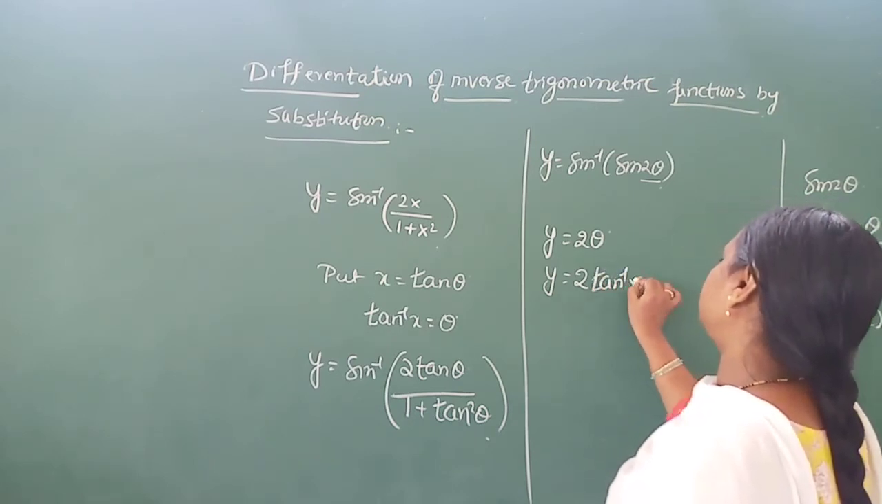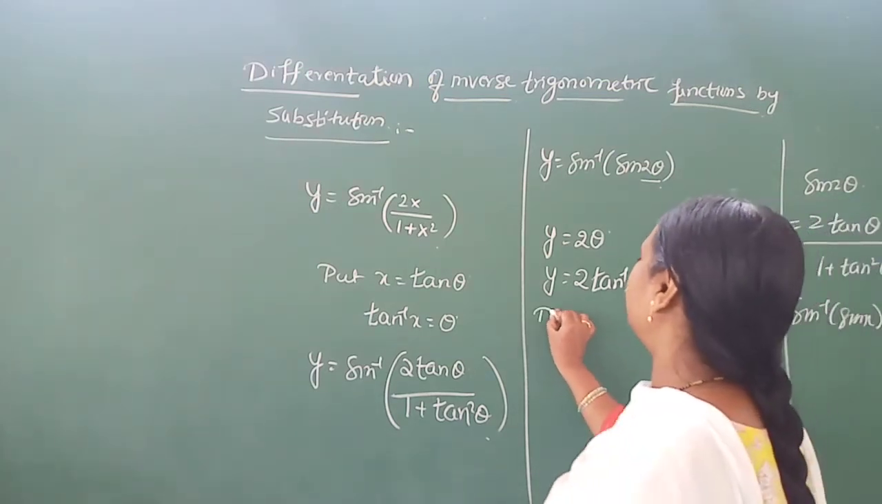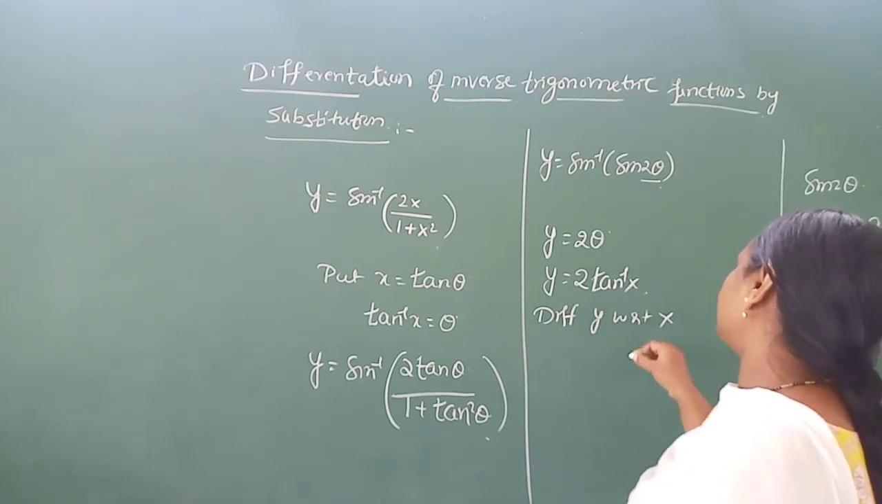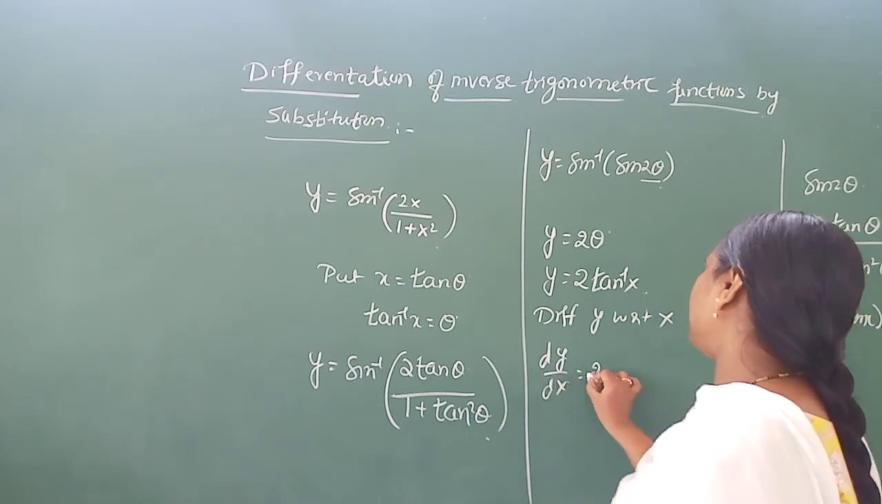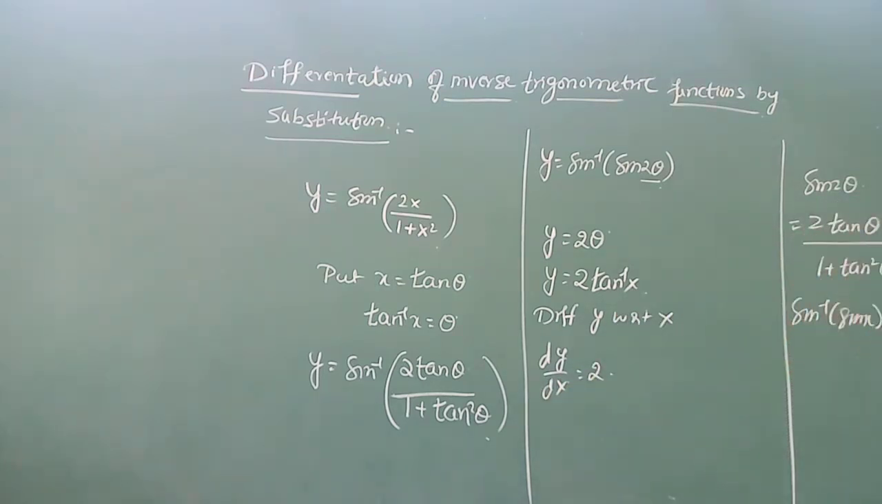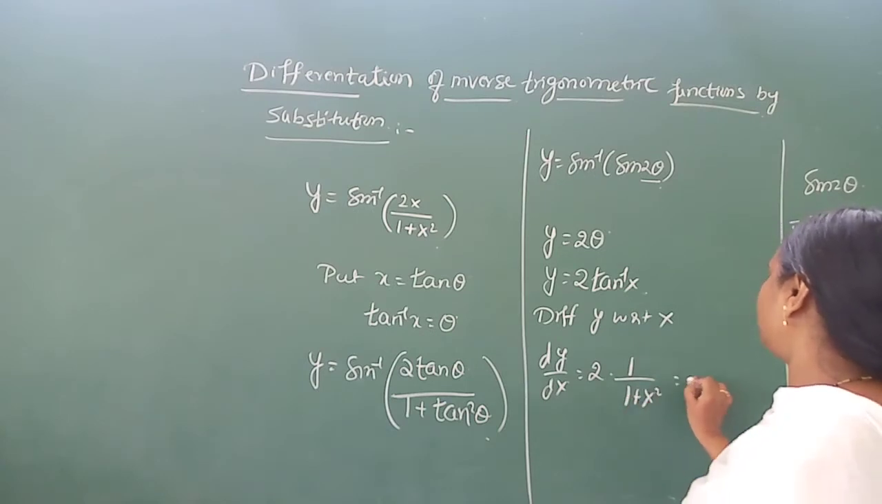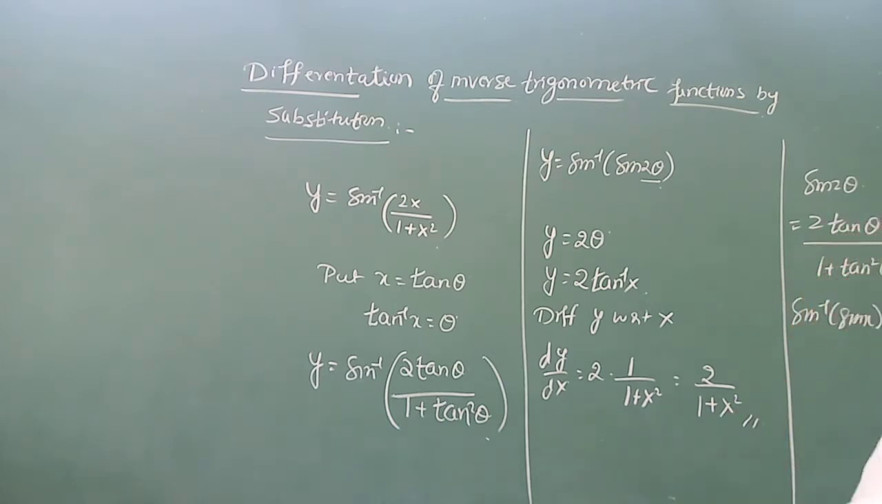Next, we want dy by dx. What we have done so far is simplification. Therefore, differentiate y with respect to x. We get dy by dx equals 2 times the differentiation of tan inverse x, which is 1 by 1 plus x square. Therefore, the answer is 2 by 1 plus x square. In this way we can do the example.